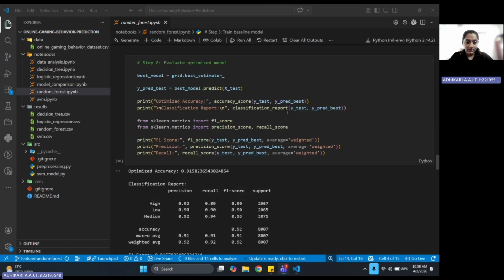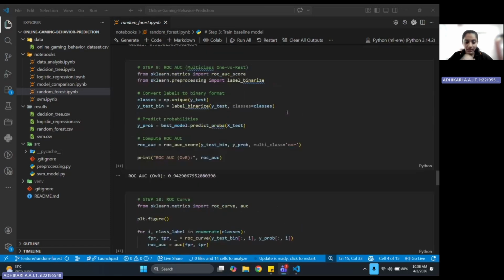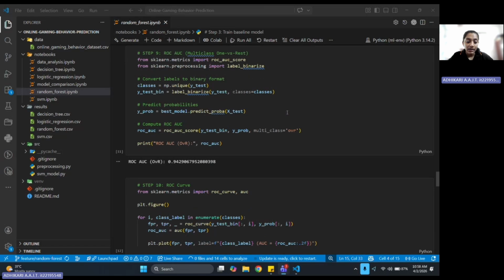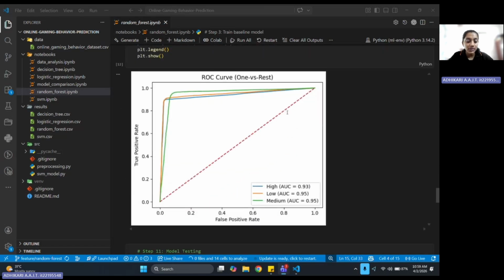I also evaluated the model using ROC AUC with a one-versus-rest approach. The ROC curve shows that the model has strong class separation ability. A higher AUC value means better performance in distinguishing between classes.